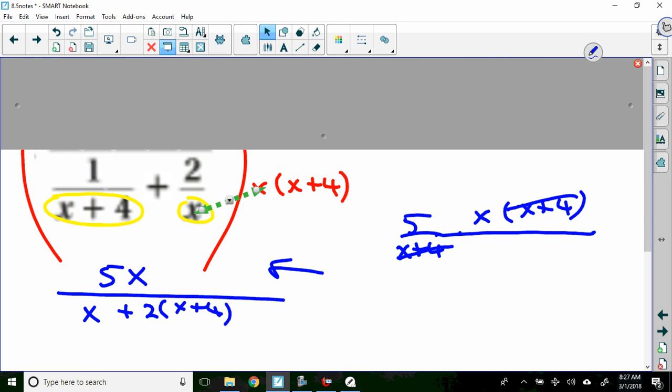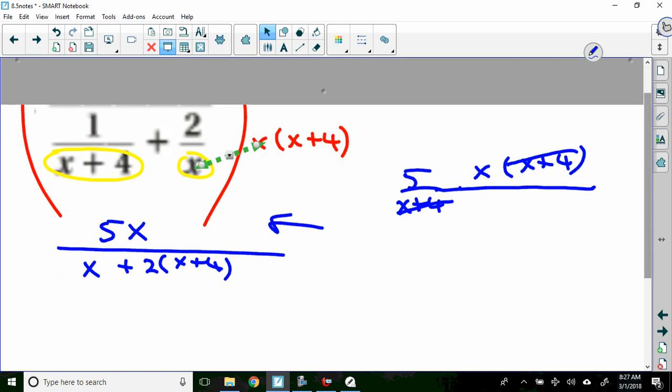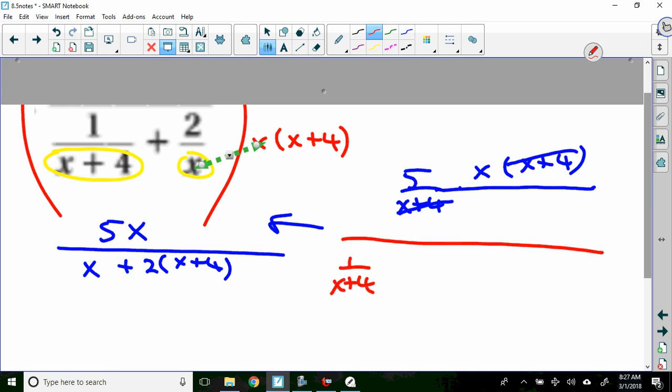It's really hard to keep all that straight, but that's what's going on there. Again, if you're not clear about that, I'll write it off to the side. We have 1 over x plus 4, and that's being multiplied by x times x plus 4, so the x plus 4's cancel. And added to that, we've got 2 over x being multiplied by x plus 4, so the x's cancel.